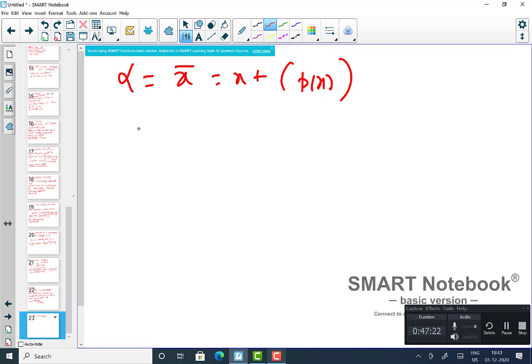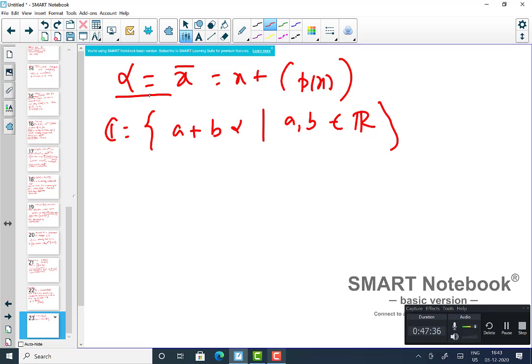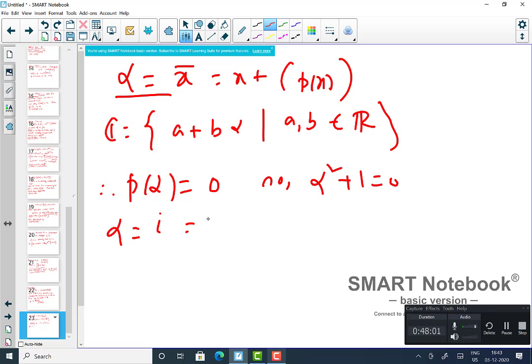Now we can write an element of C in the form A plus B alpha, where A and B are elements of R. Now what is the property of alpha? Alpha satisfies the equation P of alpha equal to 0. We already proved that alpha is a root of this, so alpha square plus 1 equals 0. Sometimes people write alpha equal to square root of -1, and we use this notation iota, which is (-1) to the power of 1/2. This kind of notation people use.